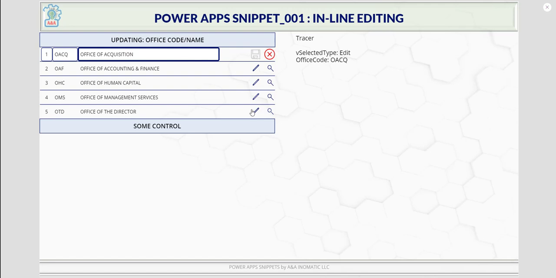In the next session, we will build on top of this application so that we can update the dependent table when something changes here on the main table.